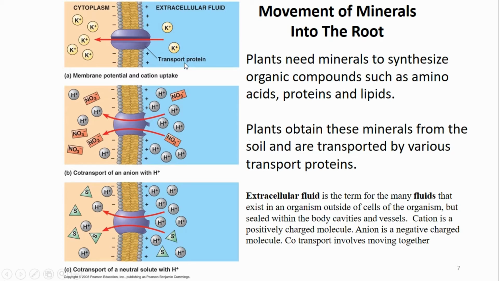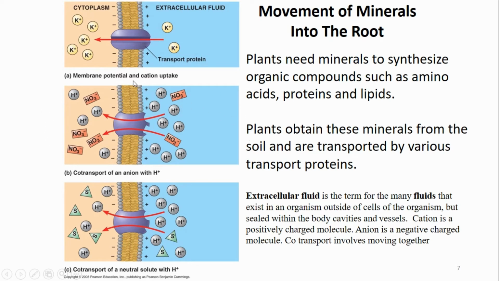Transport proteins are things that move other things. So these K plus are little potassium ions. They move through these little channels. And membrane potential refers to the difference between the charges. So whenever you hear the word potential, you're talking about charges. Anyway, a cation is a positive ion, like a K plus. An anion is a negative ion.